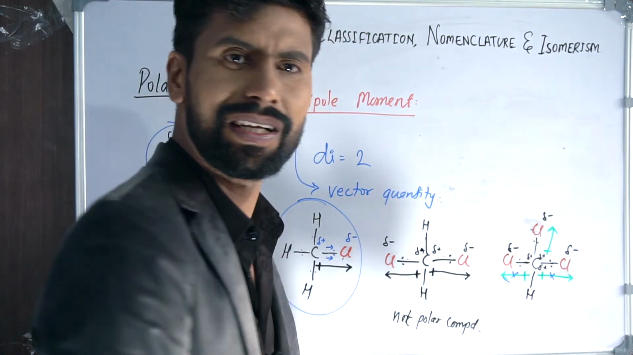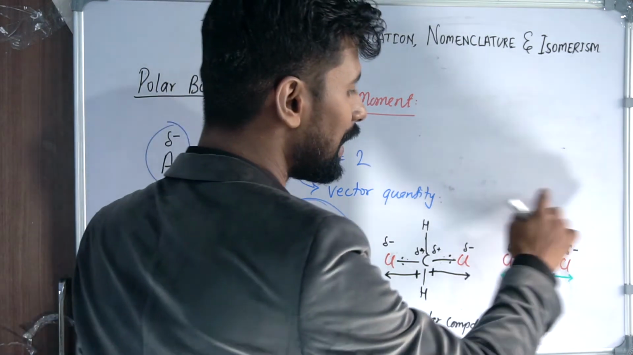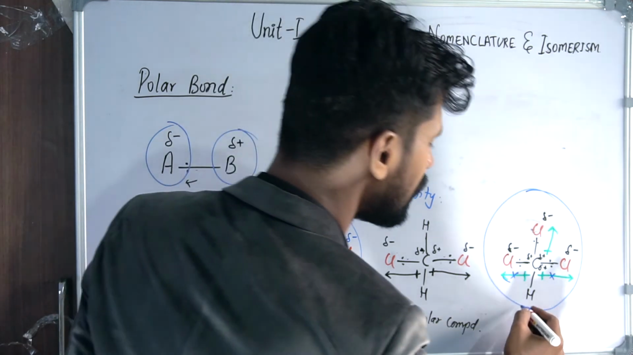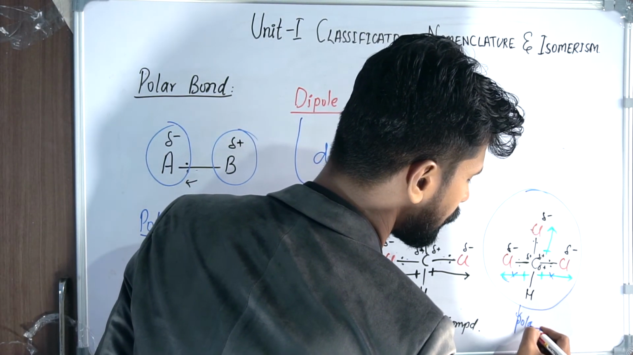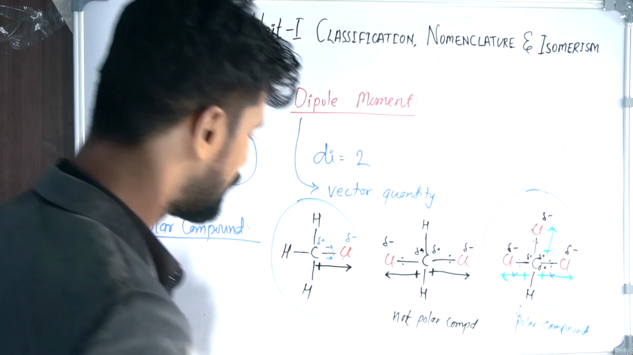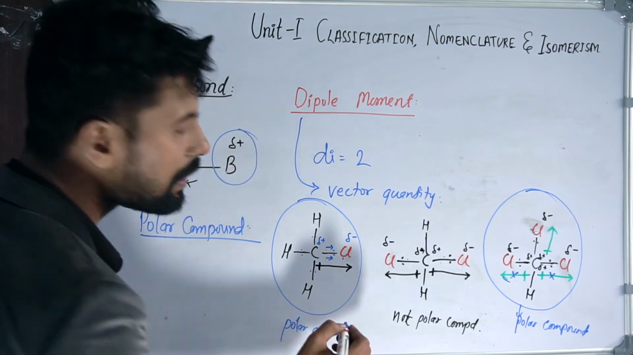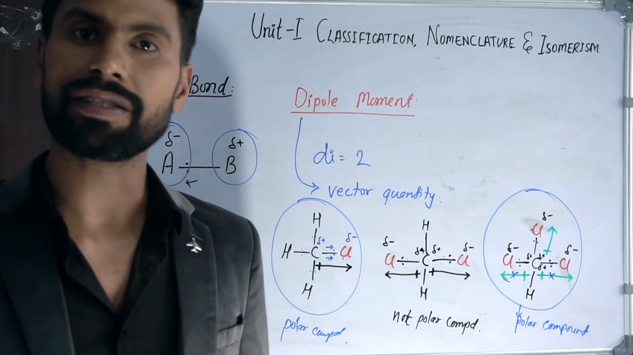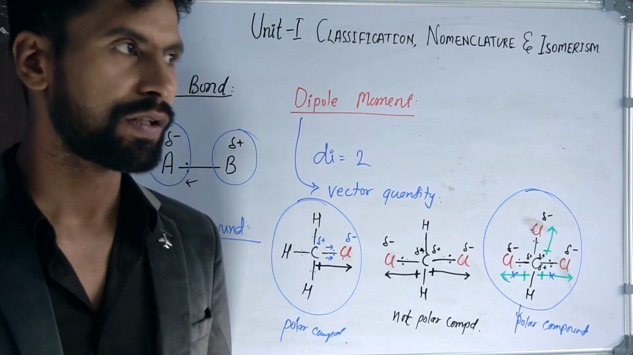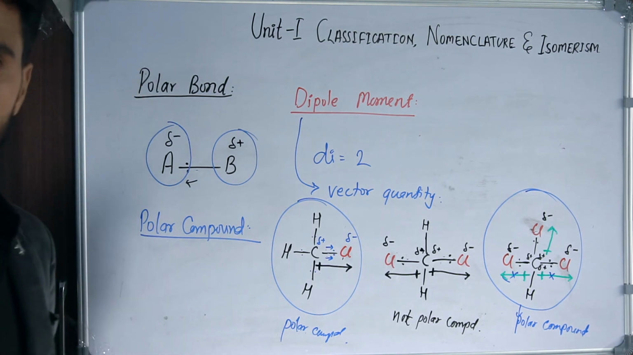But what about this one? This is still there. It means there is a net dipole moment in this molecule. Since there is a net dipole moment in this molecule, it is a polar compound. This is also a polar compound. So how to define a polar compound? A polar compound means a compound which has a net dipole moment. Any compound which has a net dipole moment is called what? Polar compound.